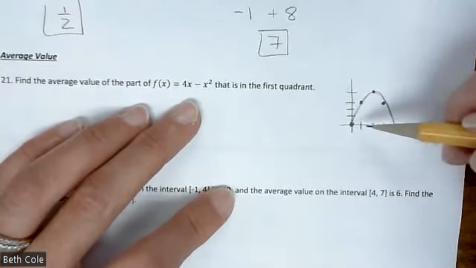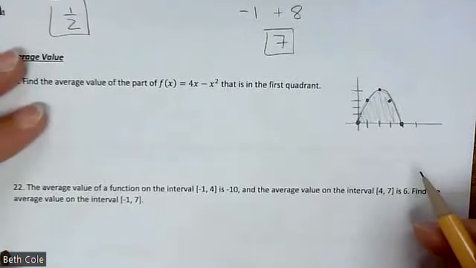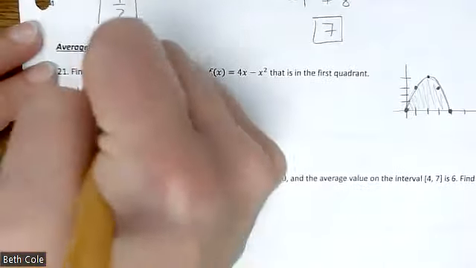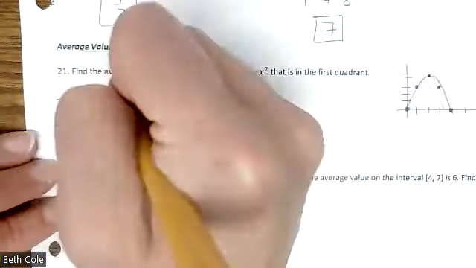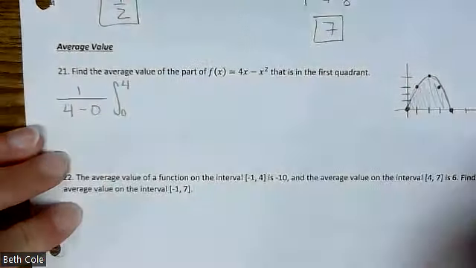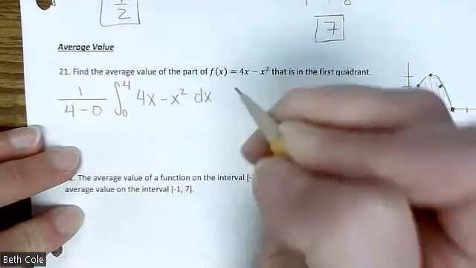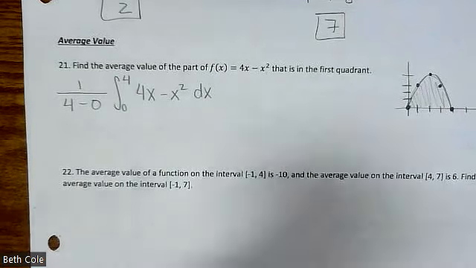So here's the whole point. What are your boundaries? That's why we did that. 0 to 4. Okay, so out front, you would have 1 over 4 minus 0 because it said average, and then integral 0 to 4 of that function. So they just didn't give you the boundaries. You had to find them yourself. And then you just work it out. After that, it's just like do this problem.